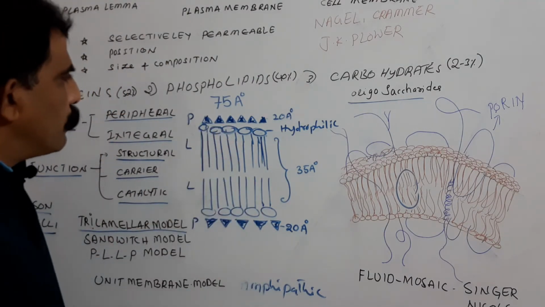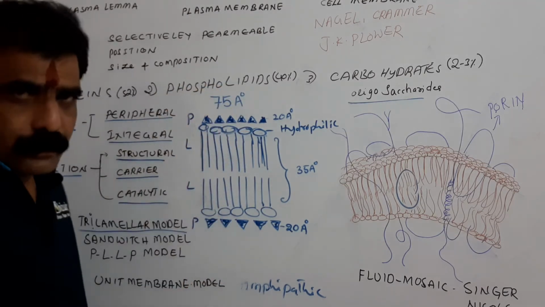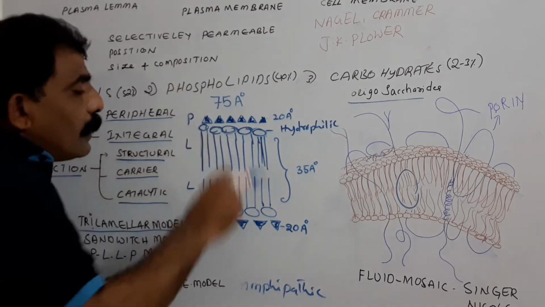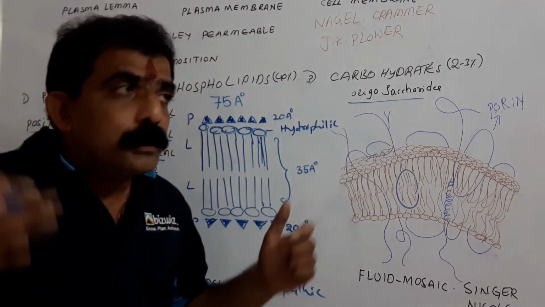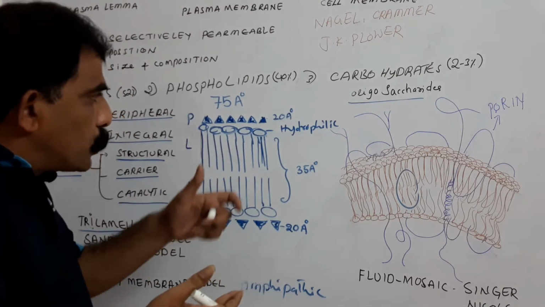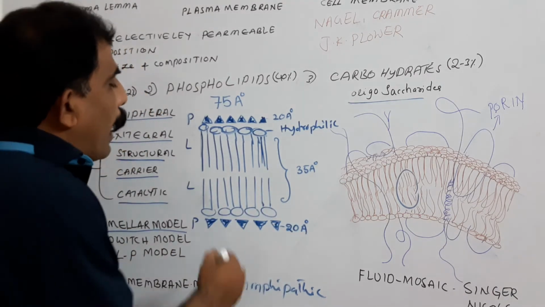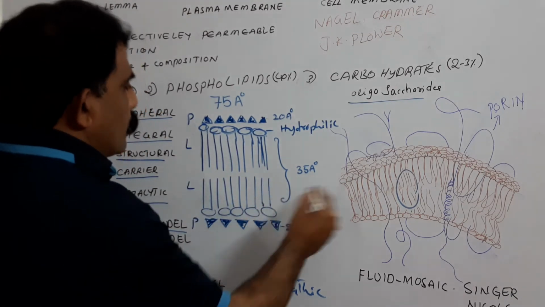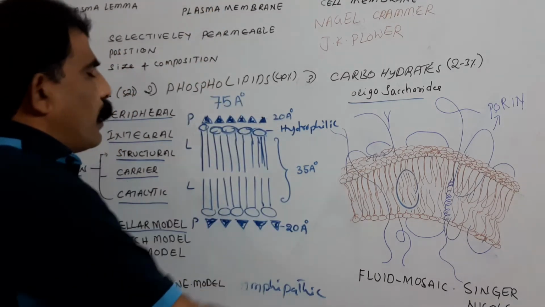According to this model, the thickness is 75 angstroms. Each protein layer constitutes 20 angstroms. The two protein layers together constitute 20 plus 20, 40 angstrom units, and the lipid layer constitutes 35 angstrom units. Together it constitutes 75 angstrom units.